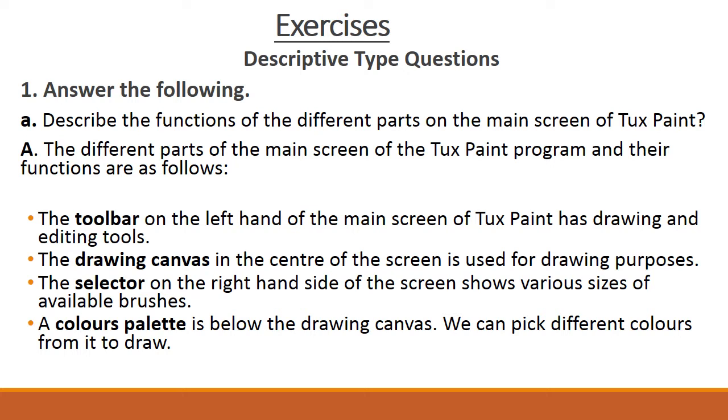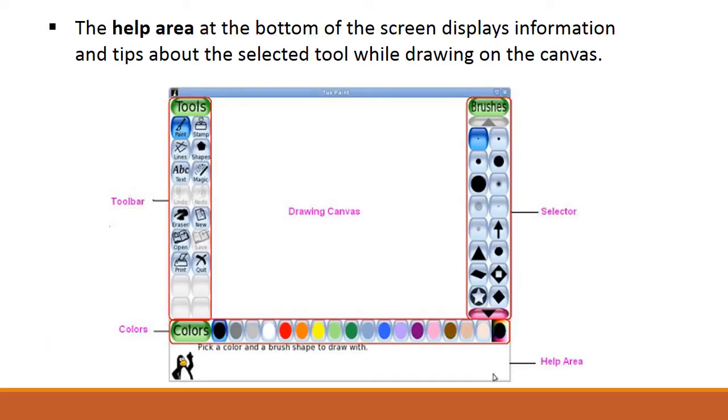The drawing canvas. The drawing canvas in the center of the screen is used for drawing purposes. The selector. The selector on the right hand side of the screen shows various sizes of available brushes. A color palette. A color palette is below the drawing canvas. We can pick different colors from it to draw. And the last one is the help area. The help area at the bottom of the screen displays information and tips about the selected tools while drawing on the canvas. Here is a picture of the Tux Paint window. You can see where the toolbar, selector, drawing canvas, color palette and help area are actually located.